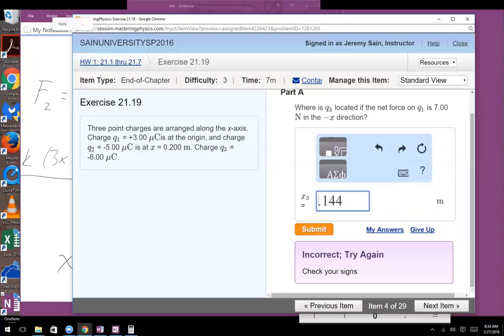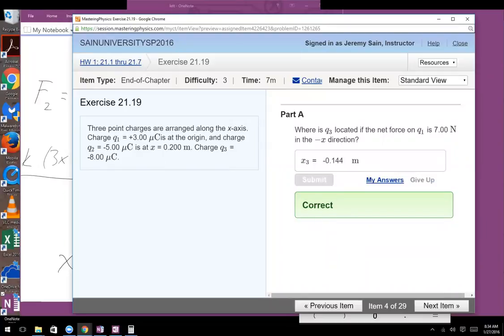Oh, check your signs. We said it was on the left. I just didn't type it in, after we were just talking about that. Hey, you know me and signs.